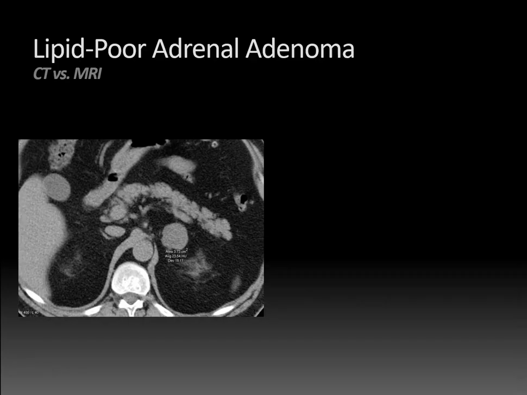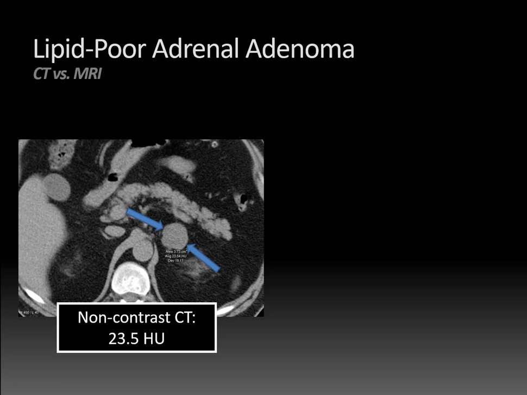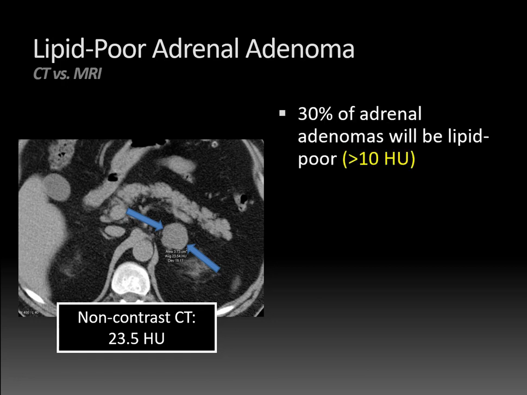So what about lipid-poor adrenal adenomas? How do we evaluate those? Here's an example of a left adrenal nodule with a non-contrast density of 23.5 Hounsfield units. So that's much greater than 10. That's not consistent with a lipid-rich adrenal adenoma. So 30% of adrenal adenomas will be lipid-poor, meaning they'll measure more than 10 Hounsfield units on a non-contrast CT. And those can mimic malignant adrenal masses because the density is so high.